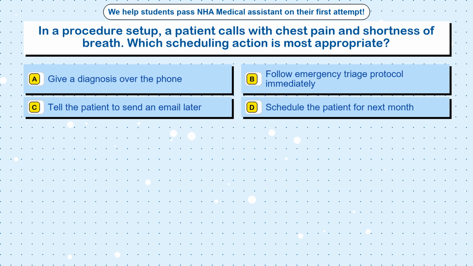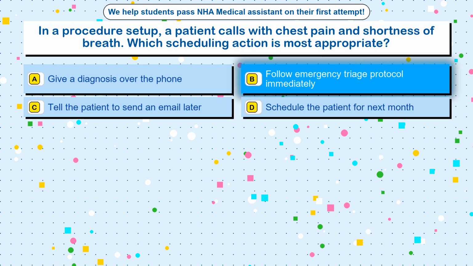Question 57. In a procedure setup, a patient calls with chest pain and shortness of breath. Which scheduling action is most appropriate? Option A. Give a diagnosis over the phone. Option B. Follow emergency triage protocol immediately. Option C. Tell the patient to send an email later. Option D. Schedule the patient for next month. The correct answer is option B. Follow emergency triage protocol immediately.